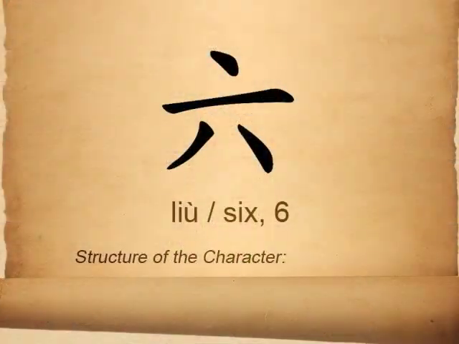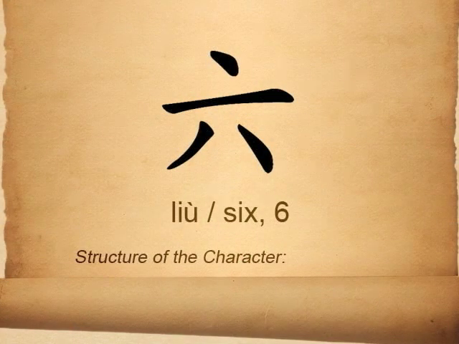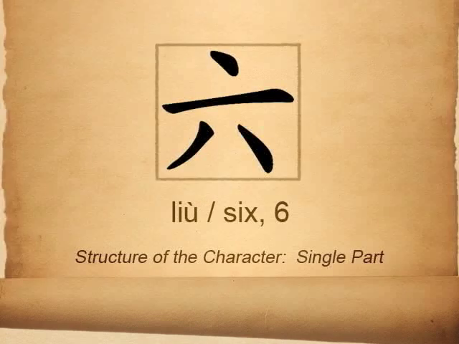Let's look at the character structure for numbers 6 through 10. Take out some paper and a pencil. Write with me as we analyze these characters. Here is 六, number 6. Is 六 a single part or compound character? It's single part. How many strokes does 六 have? Who said 四? Very good. 六 has 4 strokes, 四.